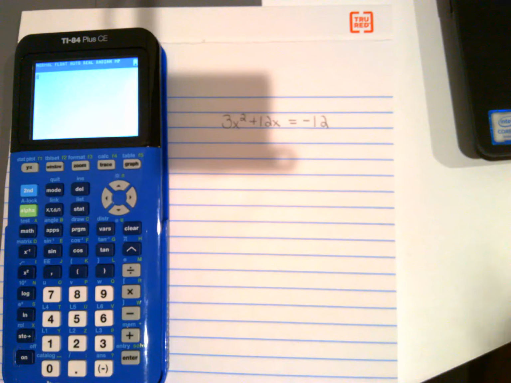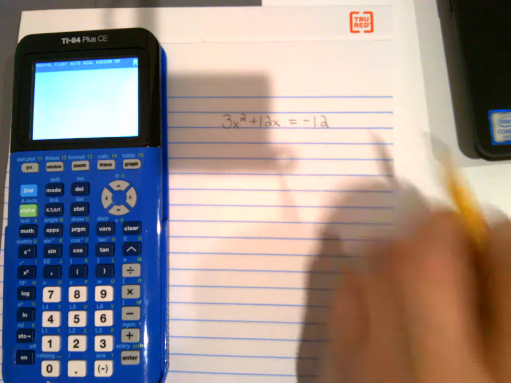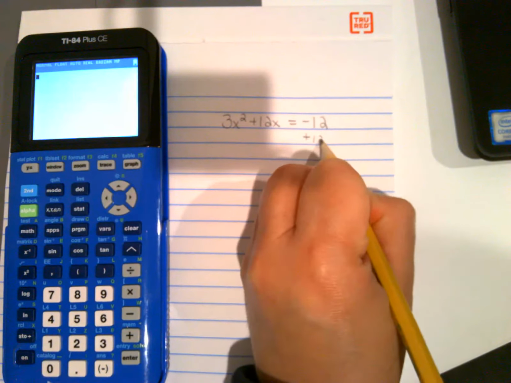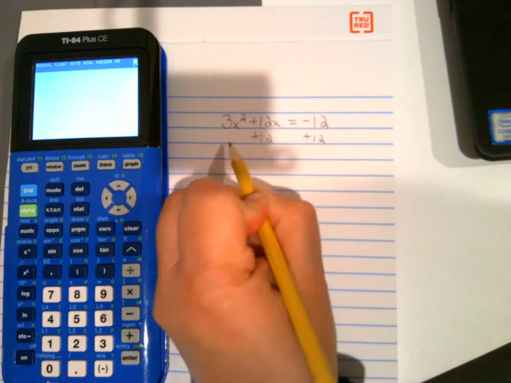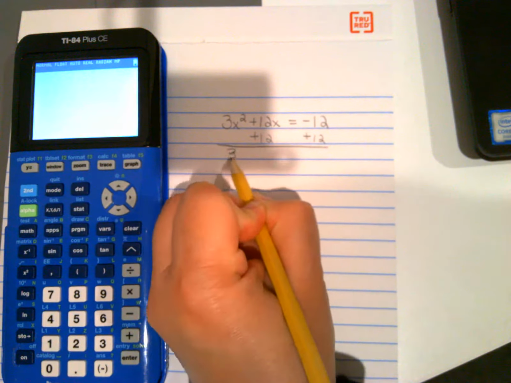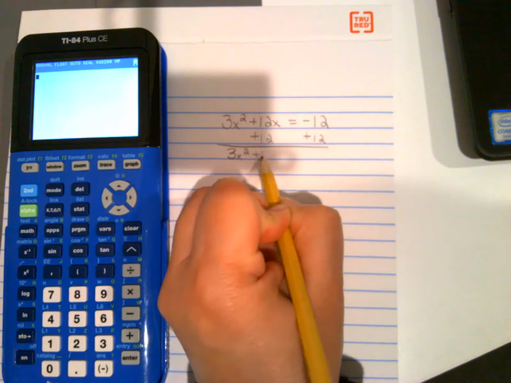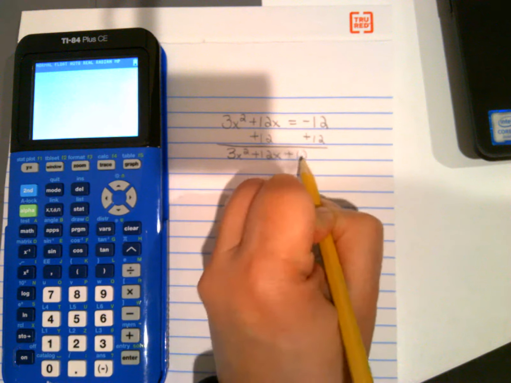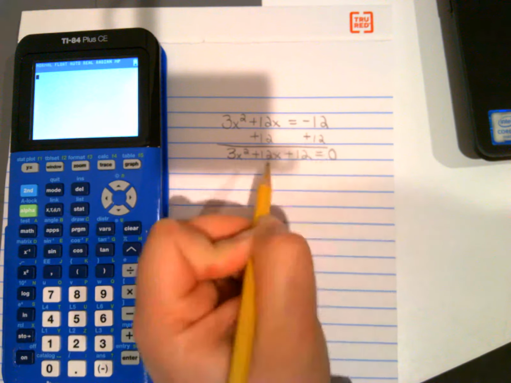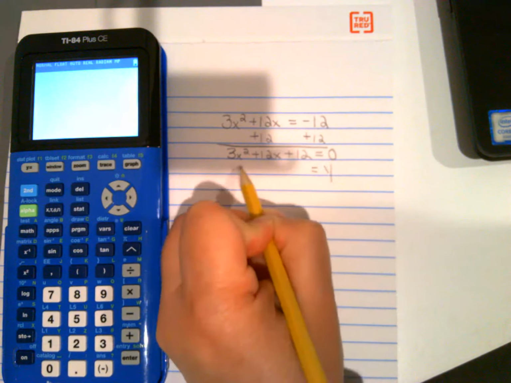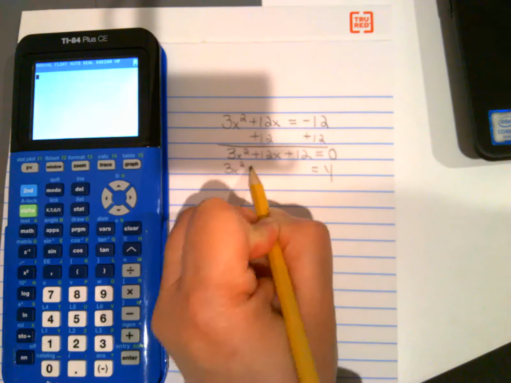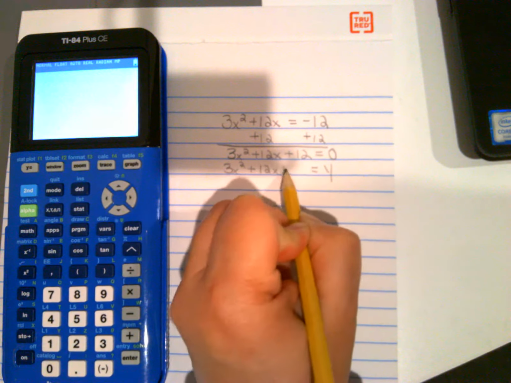Okay, now we're going to take a look at our third example. And for this one, we are going to find where the graph crosses over the x-axis again. So we want to make it equal to 0. So I'm going to start off by adding 12 to both sides. So I'm going to end up with 3x squared plus 12x plus 12 equals 0. Or again, we're going to make it equal y. It makes it easier to graph.